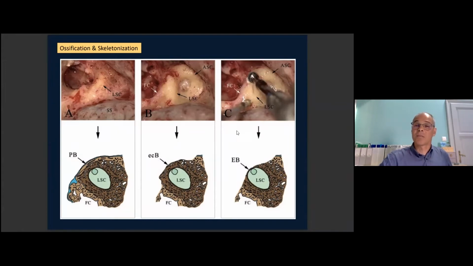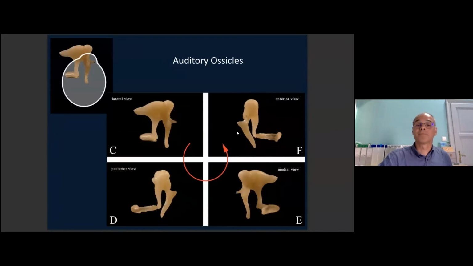How can you make a proper skeletonization? A little bit easier part, the auditory ossicles. This is a beautiful sculpture. You can see from lateral, anterior, medial, and posterior, the incudomalleolar joint, the incudostapedial joint. It is really beautiful how it is positioned and where you can find it.